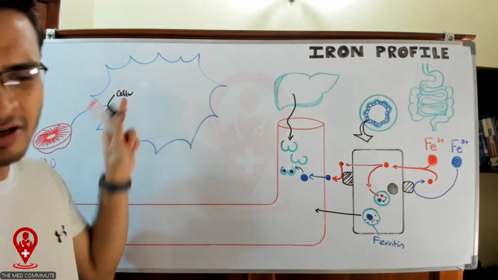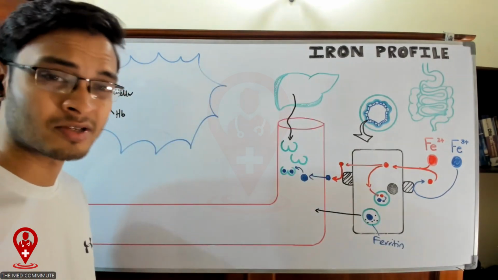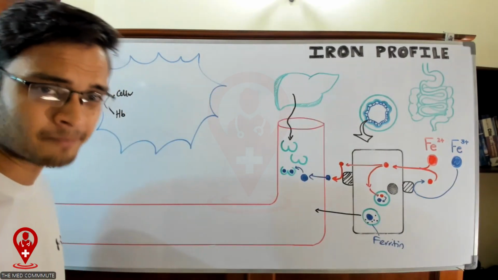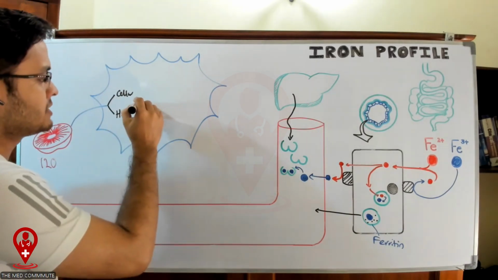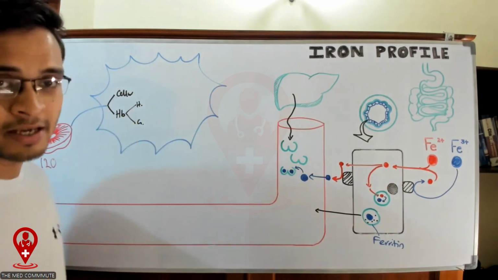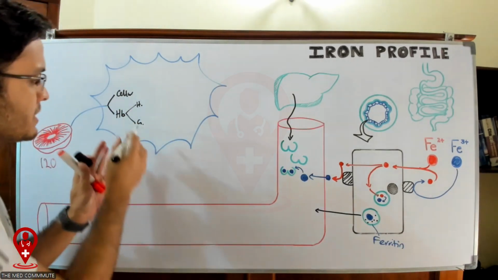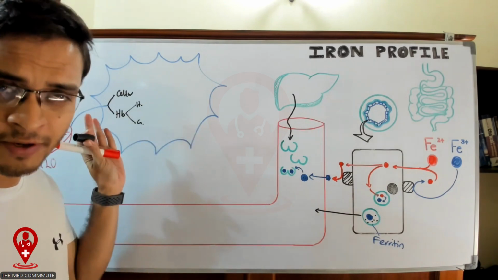The cellular component we are not going to discuss. It will be broken down into its constituent molecules: amino acids, fatty acids, phospholipids, all of that. Hemoglobin, how is it broken down? It's broken down into the heme part and the globin part. Now the globin is the protein, so that will be broken down into amino acids. We are not bothered about that.